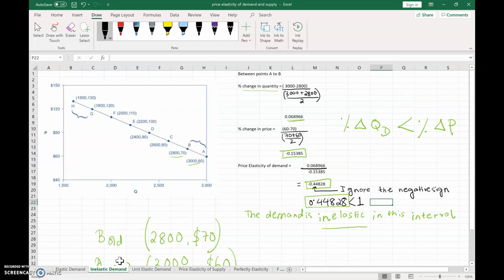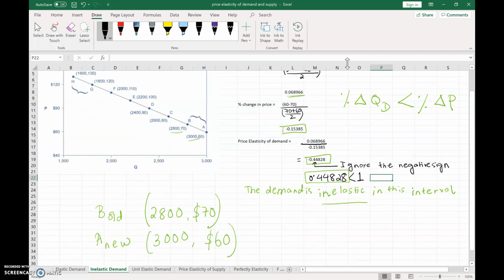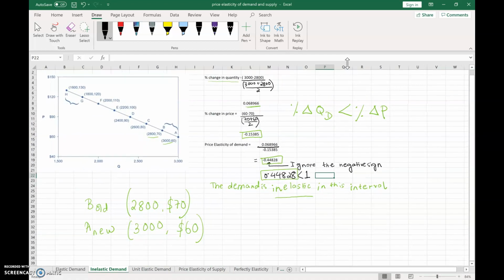Now take a look at two other points, which are B and A, and I'm going to calculate the elasticity again between points B to A or A to B. So A is the new point and B is the old point. I get the percentage change in quantity as this number, the percentage change in price as this number. Doing the calculation and ignoring the negative sign, I have this value as less than 1. This means demand is inelastic over this interval.